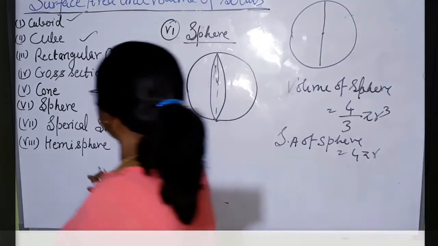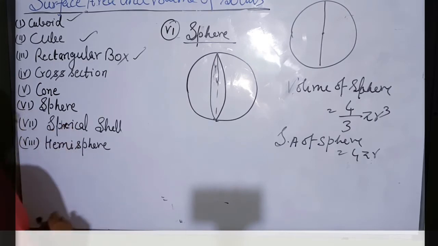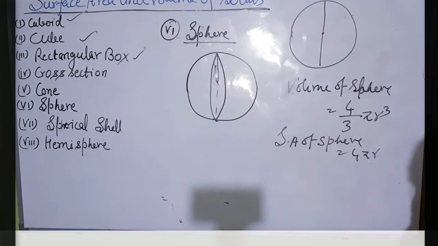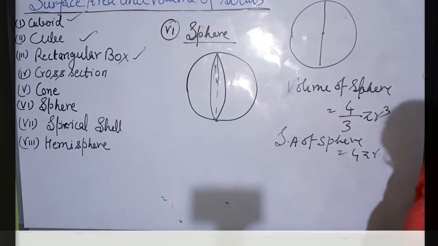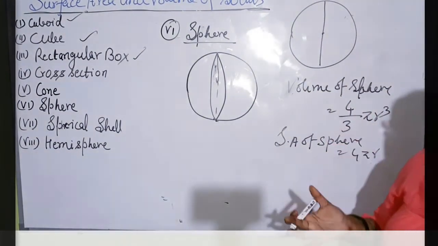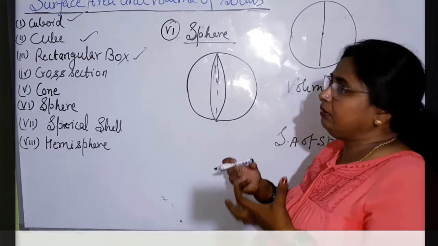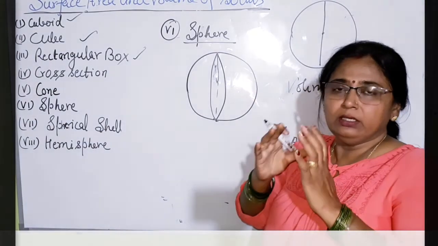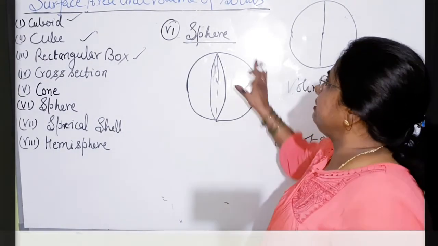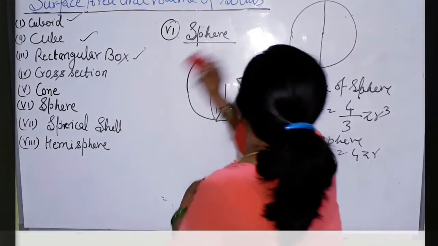Now the spherical shell. It is the solid enclosed between two concentric spheres. That means inside the sphere it is hollow, with two concentric spheres. That is the spherical shell.